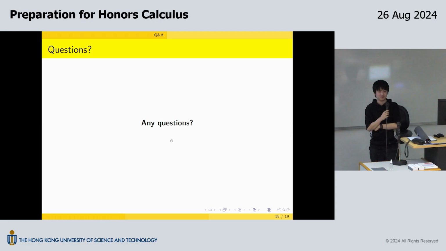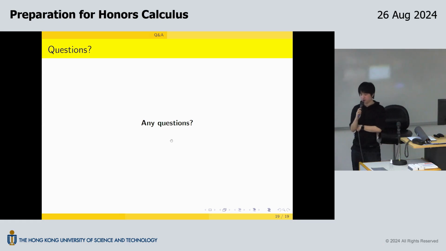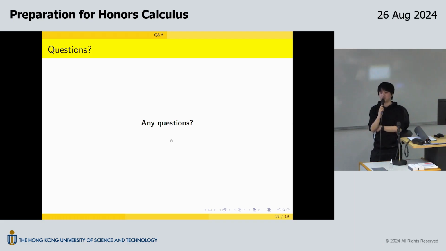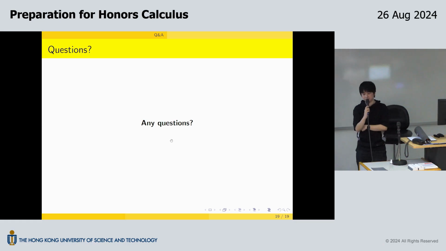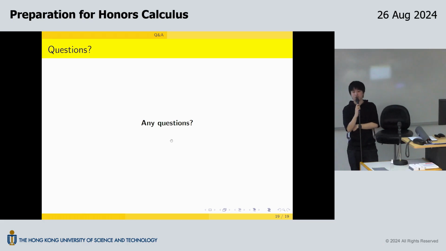Question: do you recommend the honor calculus for students who want to declare physics as their first major? Yeah, if you want to do theoretical physics in the future, then it is recommended to take the honor calculus. Actually, the honor calculus is a required course for IRE physics. So if you really want to do research in physics, it is recommended to also take the honor calculus for solid foundations.